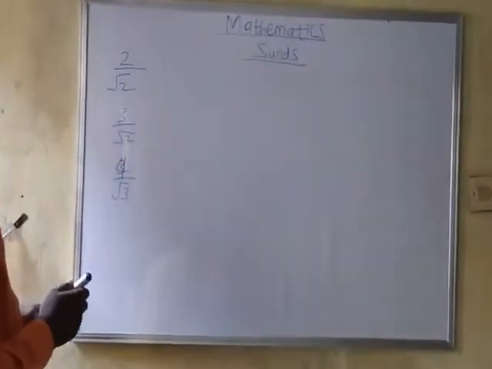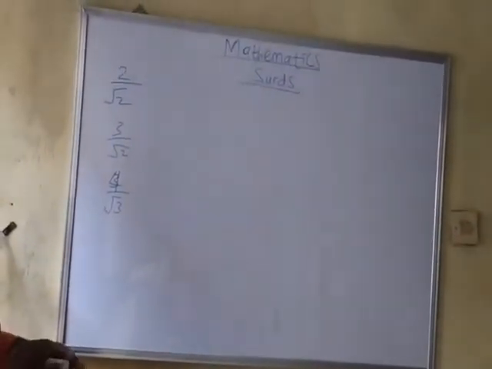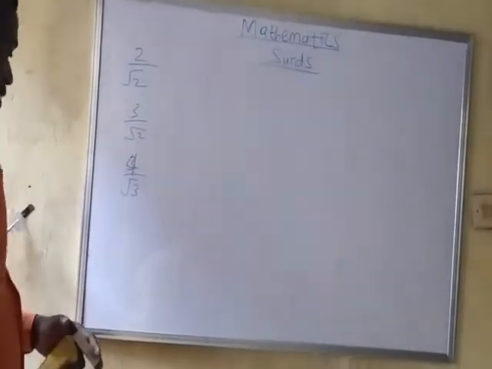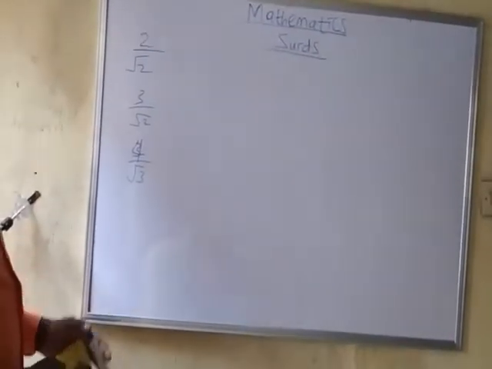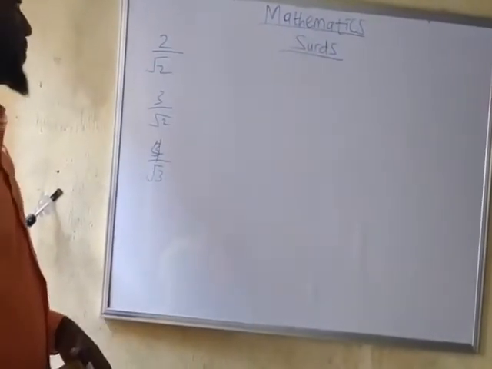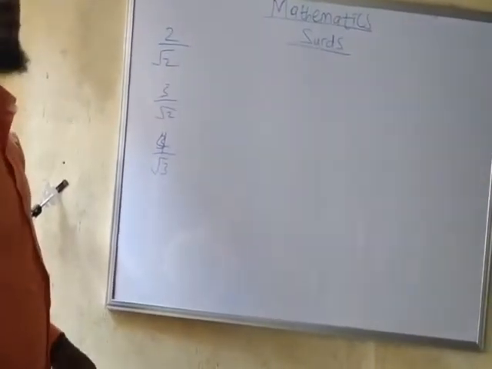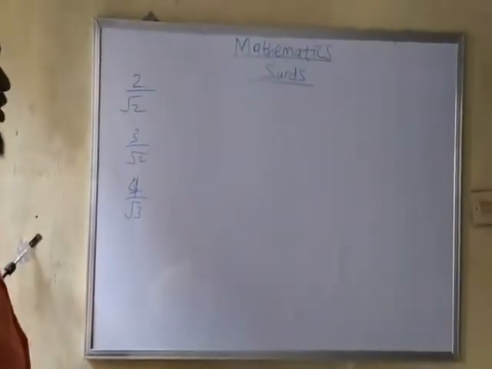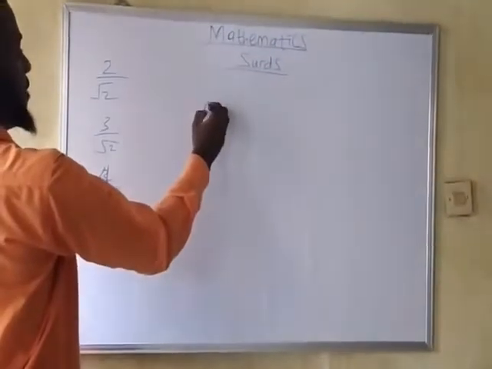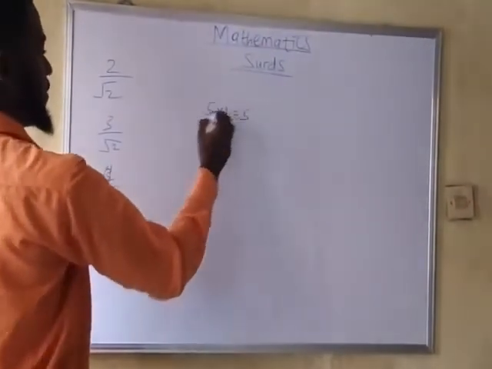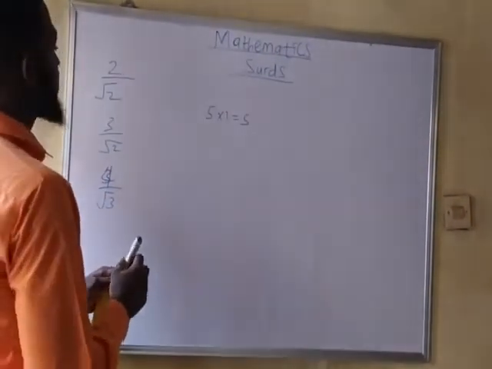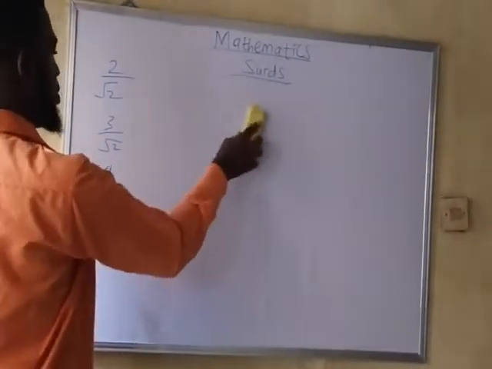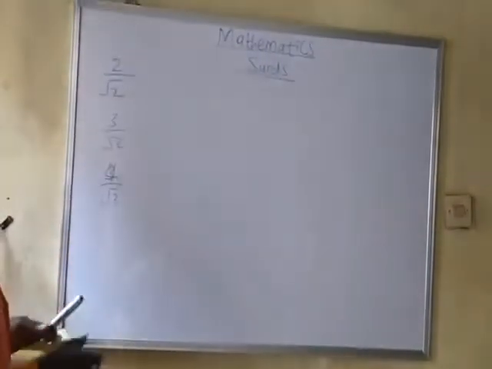Usually, when we have this kind of thing in surds, you are not usually comfortable with it. So we try to simplify these surds the way they are. When we have surds like this, all we simply do is to imagine if you have 5, 5 times 1 is still 5. So if we can bring something that will still give us 1 and multiply here, which will help us in eliminating this, we should try it.